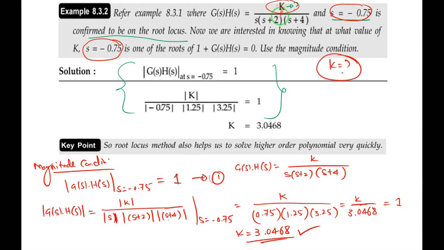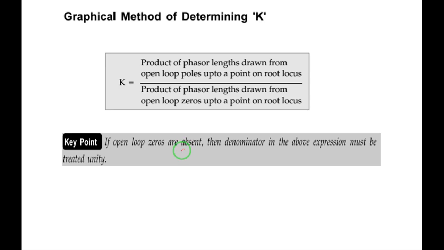So we are using the magnitude condition in order to determine the value of k. I hope you understood. Any doubts, please unmute yourself and talk to me. I hope angle condition and magnitude condition are clear. Yes? Any doubts?